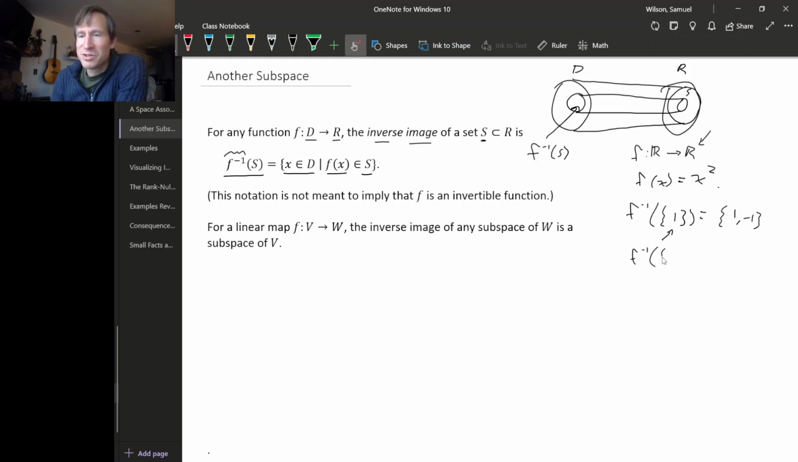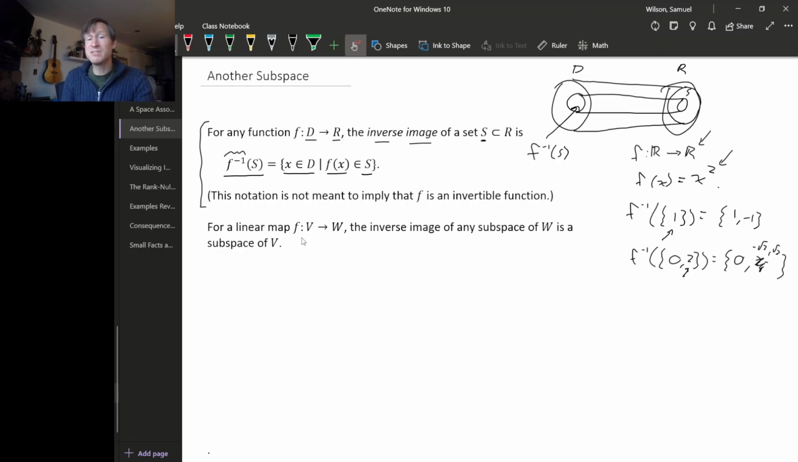By a similar token, the inverse image of, say, 0 and 2, well, these are all of the numbers that this function sends to either 0 or 2. Well, there's 0 because f of 0 is 0, and then there's minus root 2 and plus root 2, because this function sends both of these to 2, which is in this set. So this definition of inverse image works for any function.